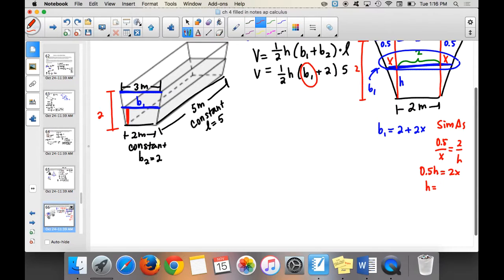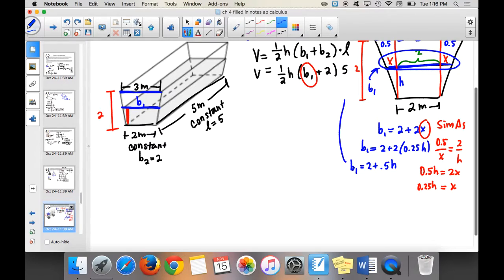I don't know if that's what I want, though. Hang on, is that what I want? No, I want to solve for x. So x is equal to 0.25h. Because now I go here. It's like multiple substitutions. So I say, okay, I have b1 equals 2 plus 2 times 0.25h. So it's going to be 2 plus 0.5h.